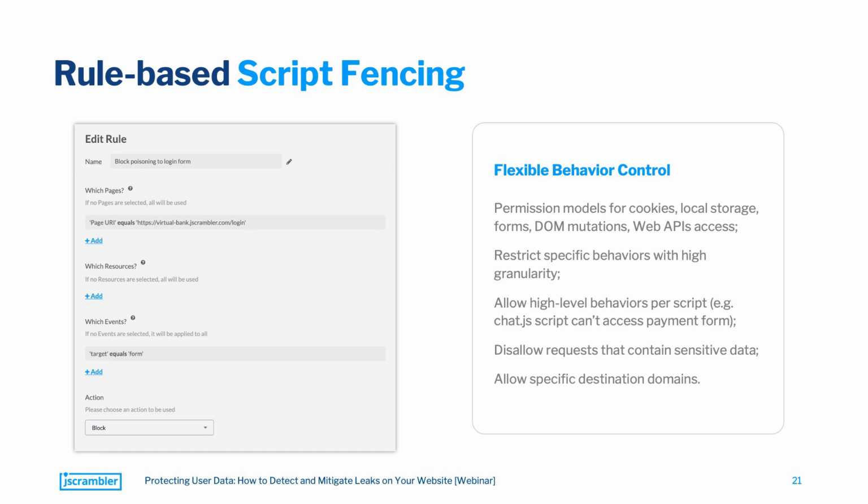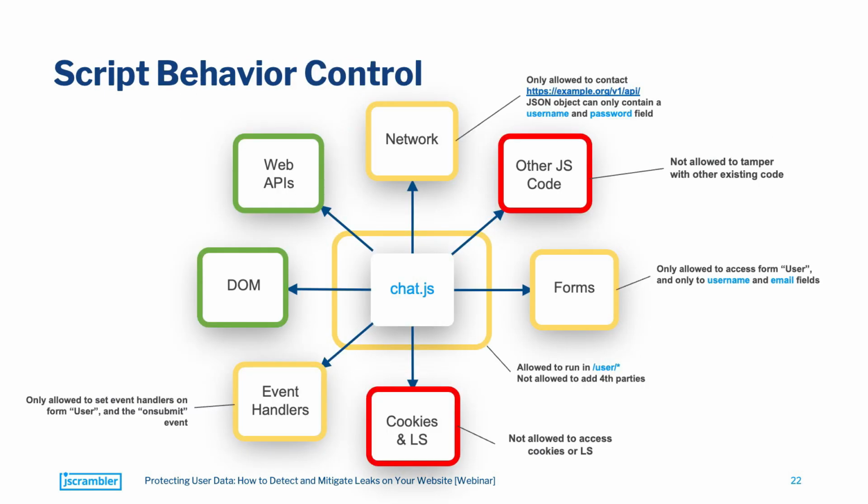So another example is the one we see on the left here. In our login page, if any script has a target that equals form, it will be blocked. And this is especially useful to prevent any script from retrieving our users' credentials. So when we boil this all down, script fencing is the most effective answer to preventing data leakage on any given website.